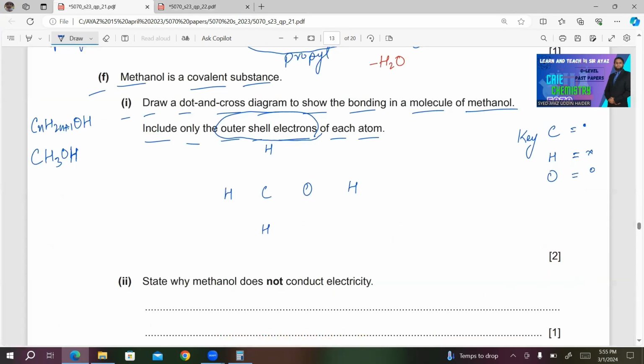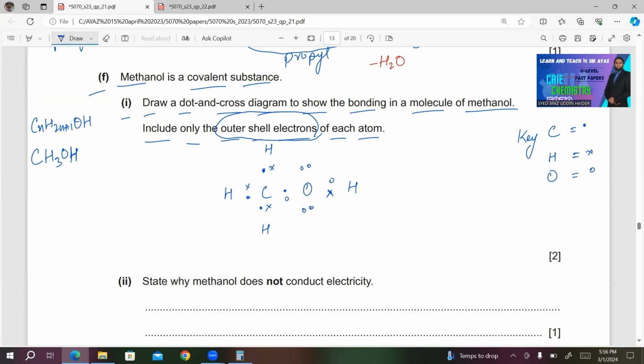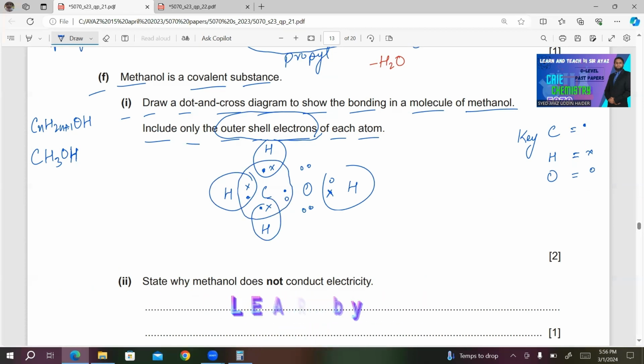So for carbon, 1, 2, 3, 4. For each hydrogen atom, we need to show 1 valence electron. 1 for this hydrogen, 1 for this hydrogen, 1 for this hydrogen, and 1 for this hydrogen. What about oxygen? I have just told you, it belongs to group 6. It must have 6 valence electrons. 1, 2, 3, 4, 5, 6. Now you can make circles. And this is the circle for carbon. This one must be for the oxygen. So this will be the final dot and cross diagram for methanol.